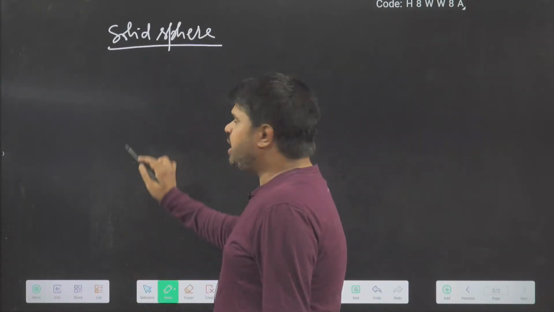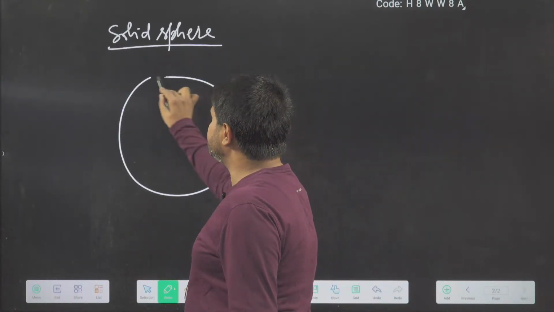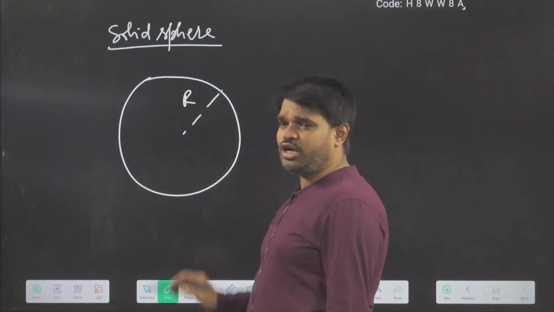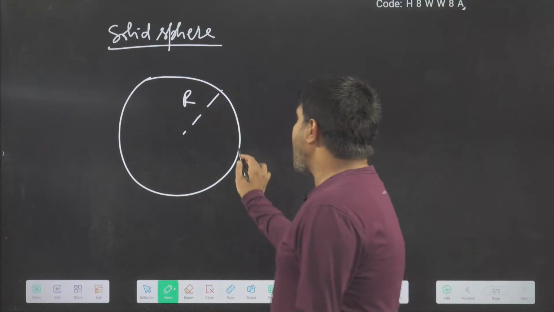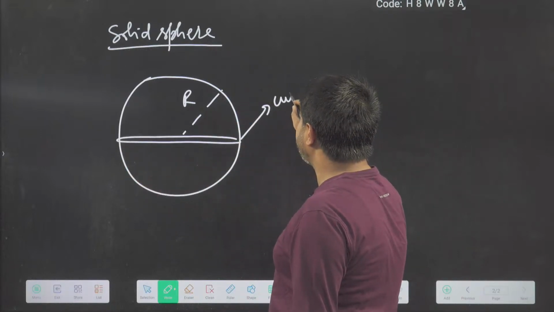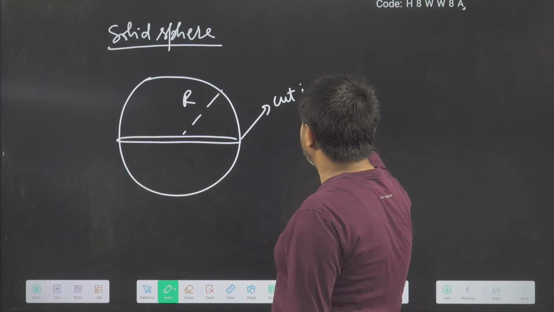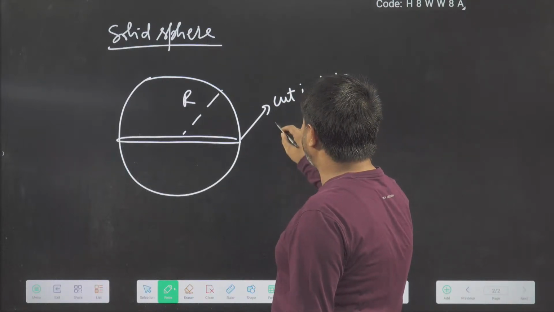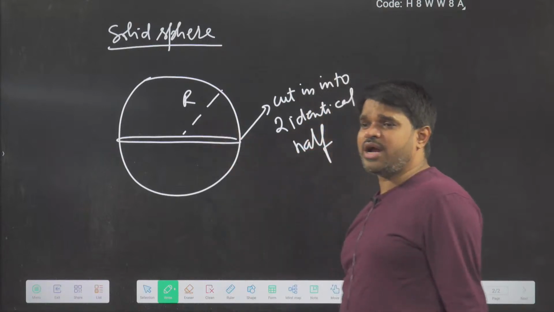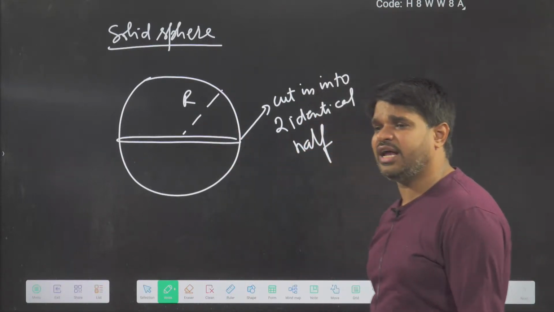Okay. This is how a solid sphere looks. Radius of the solid sphere is what? 2r. I am cutting it into two identical halves. So I am cutting this solid sphere into two identical halves.